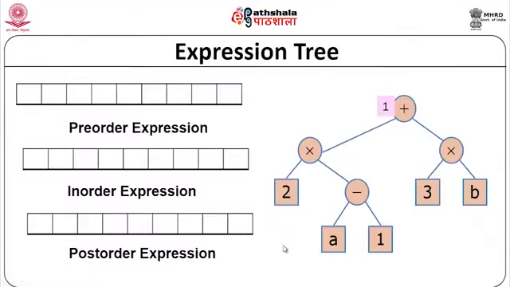Now, I have an expression tree. I am going to do the same traversals on this expression tree, just to show you how it gives different expressions. So, first we will see the pre-order. So, remember what is pre-order?